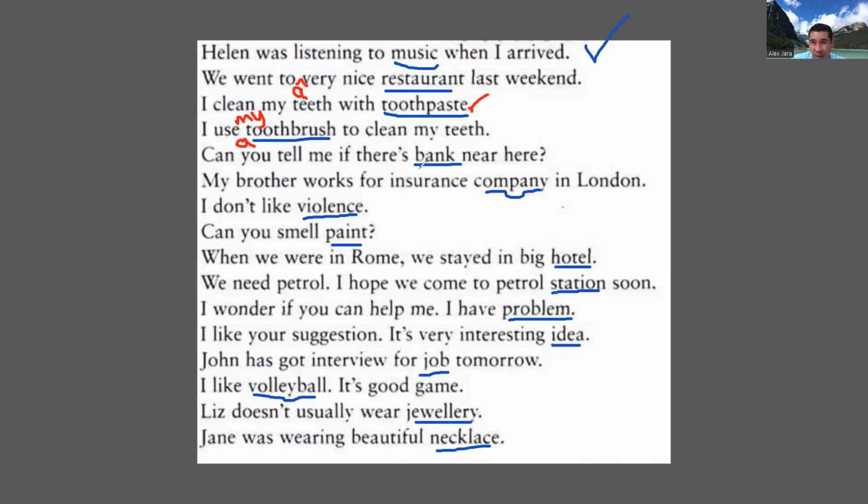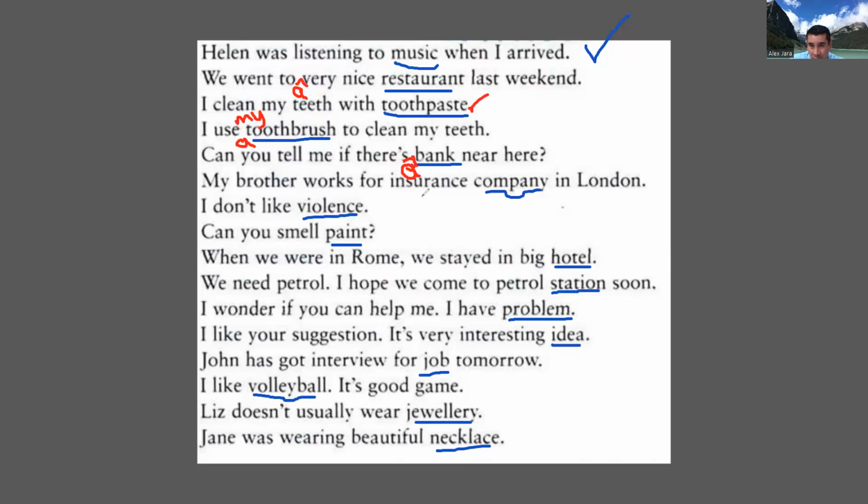Can you tell me if there is how many banks? It doesn't say. And it says there is, so it means one, because bank is a countable noun, so we need to use the word a right here. Yeah, there is a bank.